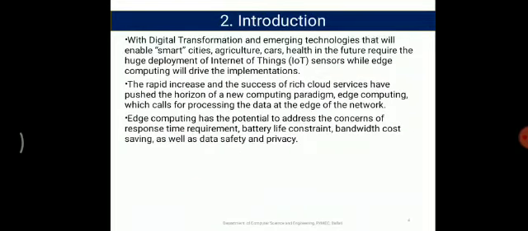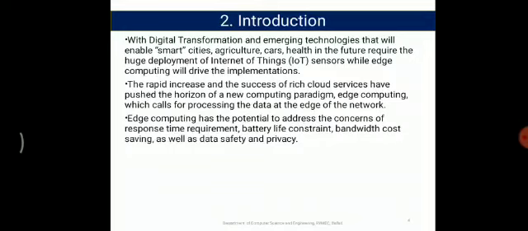Next comes the introduction. As you all know, technologies are growing too fast in the world. Smart cities, agriculture, cars, and health in the future require a huge deployment of IoT sensors, where edge computing will drive these implementations. Let us know what exactly edge computing is. Edge computing is a technology that makes it possible to process the large volume of data generated by devices connected to the internet through the IoT.